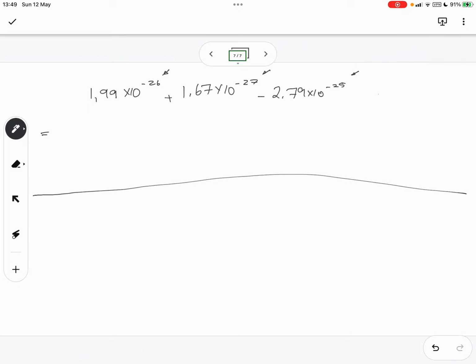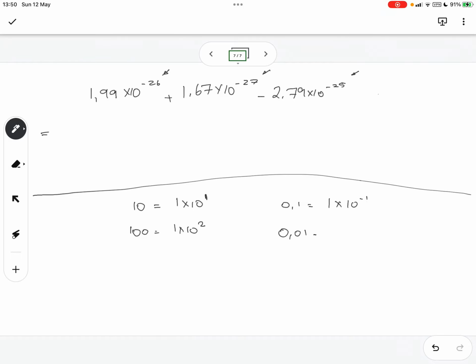Maybe these numbers are a bit too big. Let's start with something small. If we have 10, it's the same as 1 times 10 to the power 1. If we have 100, it's the same as 1 times 10 to the power 2. If we have 0.1, it's the same as 1 times 10 to the power negative 1.